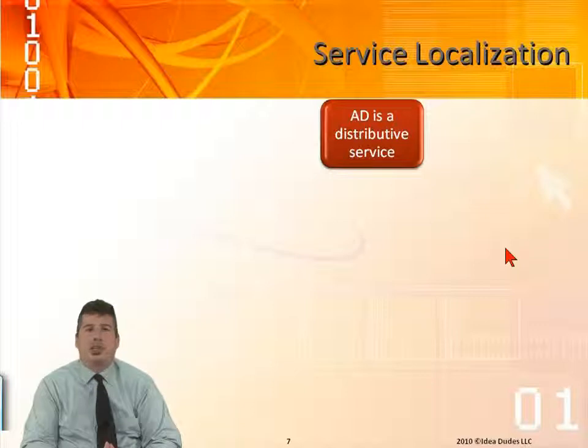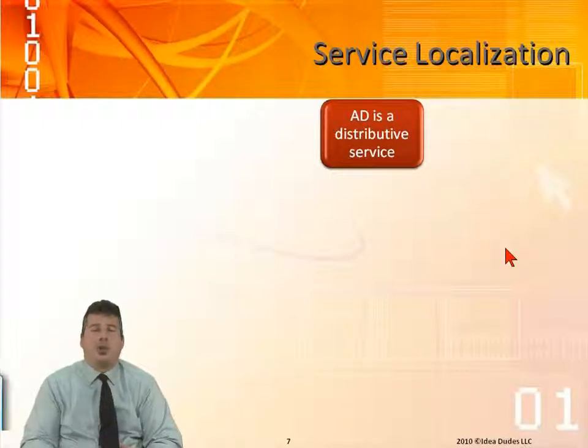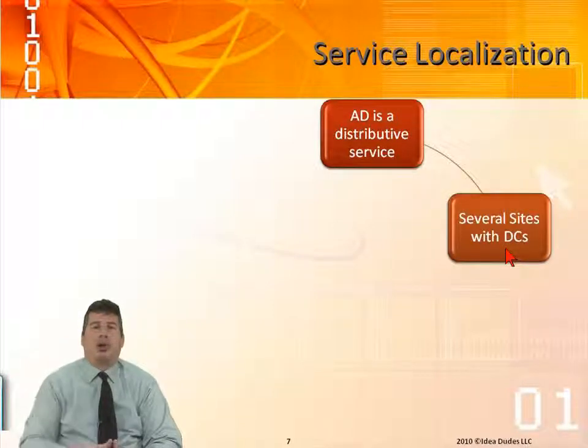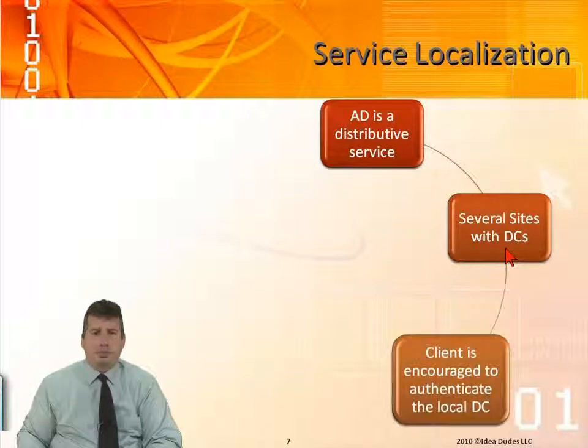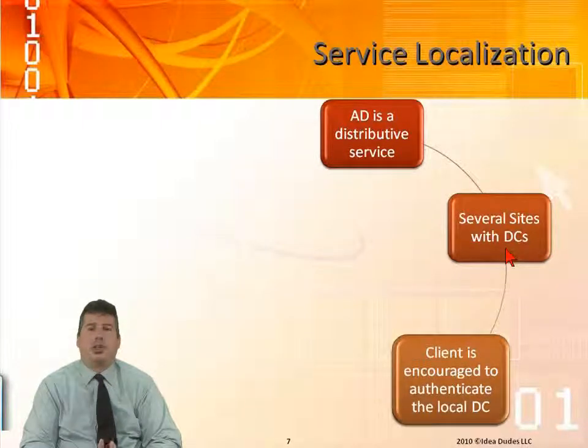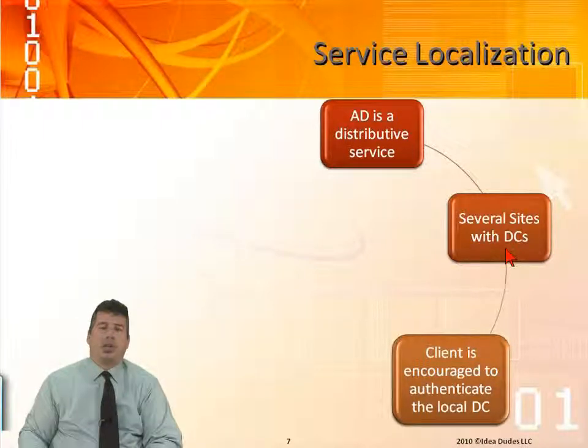Service localization: this is AD as a distributed service, which we know. With several sites with DCs, the client is encouraged to authenticate to the local DC. So what does this mean? I've got a site and a domain controller, and I have a client that wants access to information or wants to log into the domain. It's going to query the site and ask which domain controller it should use. If there's one within the site, it's going to use that one. If it's not there, then there may be one that is advertised that the client can use.